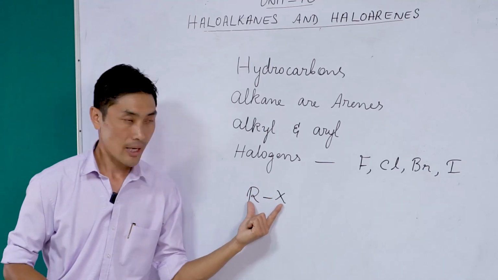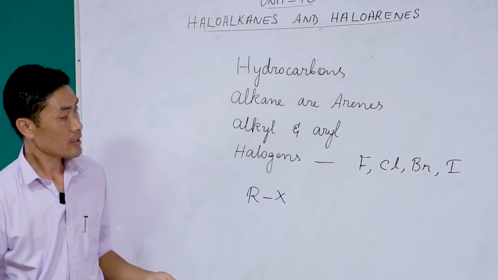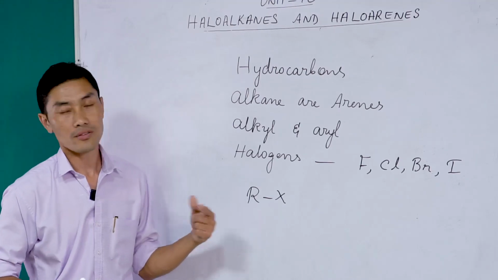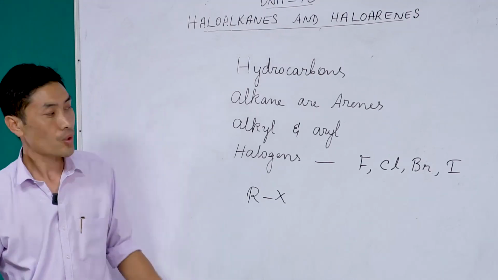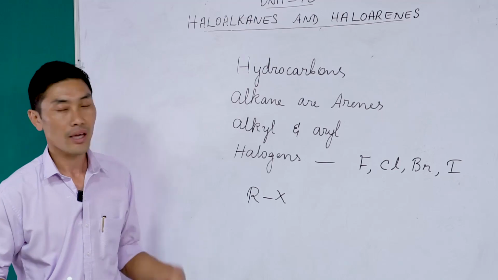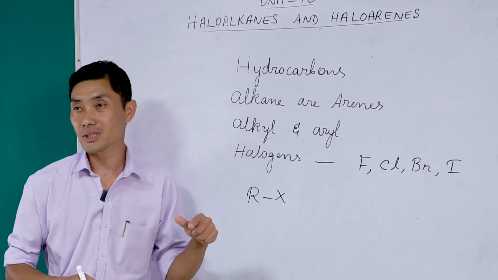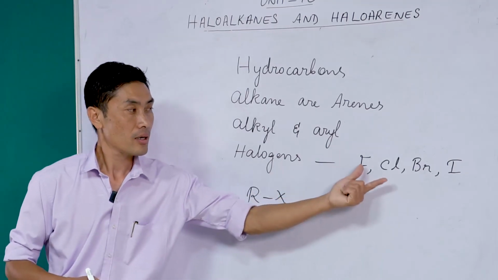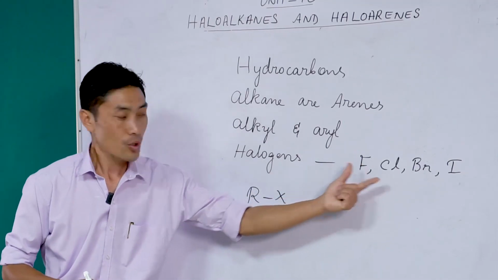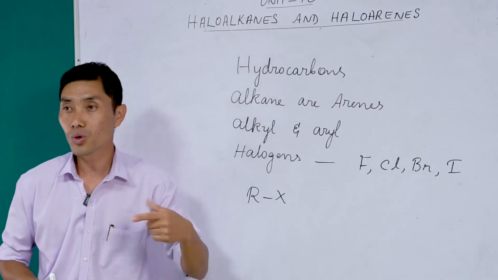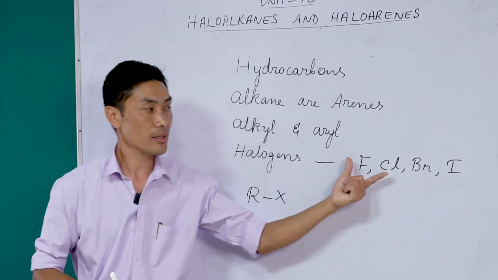So these haloalkanes can also be defined as derivatives of hydrocarbons, or halogen derivatives of aliphatic hydrocarbons, in which one hydrogen atom is replaced by a halogen atom, or it may be one or more hydrogen atoms replaced by these halogen atoms.